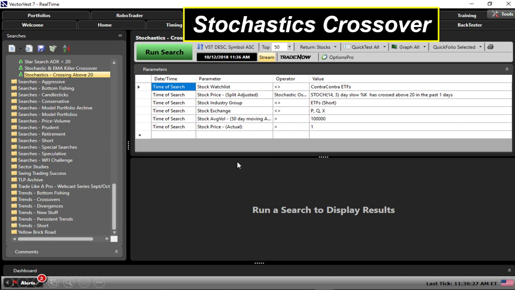Donald says ProTrader is wonderful. Donald has ProTrader. It is wonderful. It's my favorite tool, along with RoboTrader. Two of my favorite tools in the VectorVest program. All right, so we have these pre-built searches. So if you're bullish on the market, you run a bullish stochastics crossover search, for example.